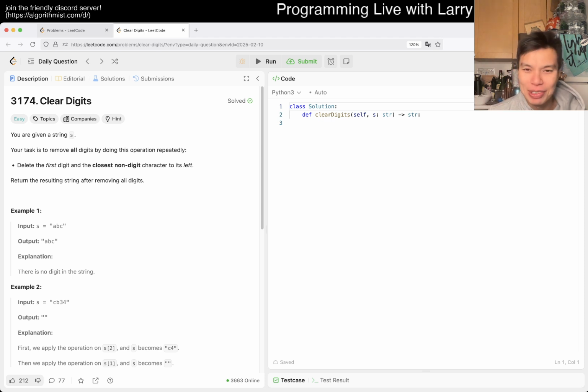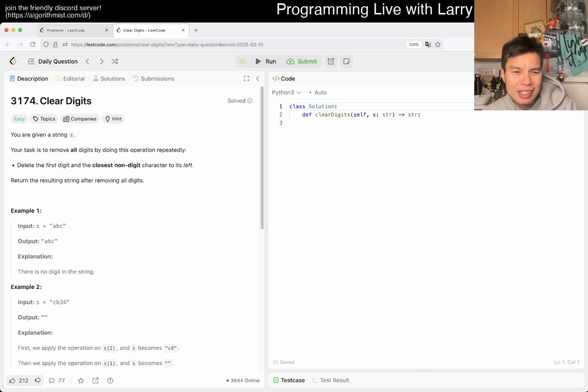So anyway, let's take a look. It's an easy problem after all. We have 3174, clear digits. You're given a string S, your task is to remove all digits by doing this operation repeatedly. Delete the first digit and the closest non-digit character to its left. Okay.